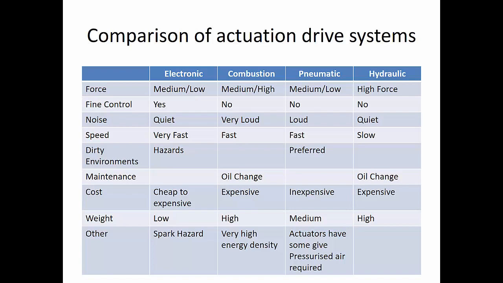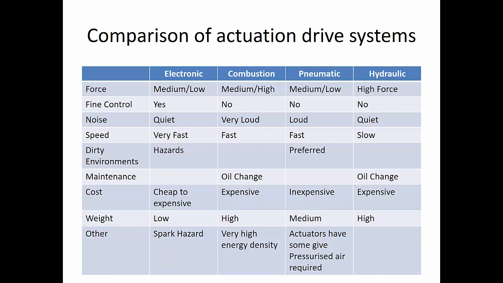And we have a few other hazards, like spark hazards associated with our electric. Our combustion, once again, has very high energy density, but we have explosive hazards as well, that we can have fuel leaks and things like that. That's why we tend not to use them in factory environments.